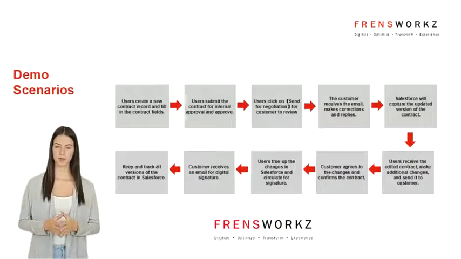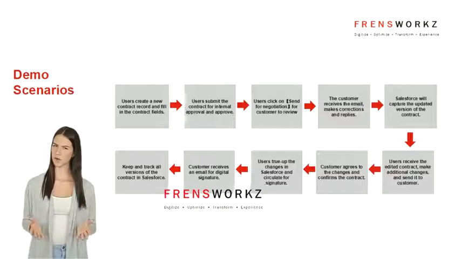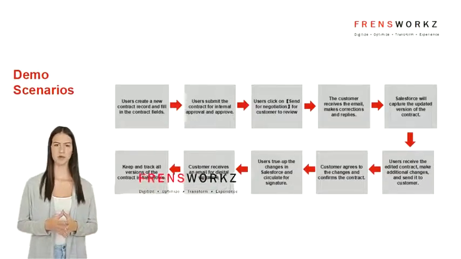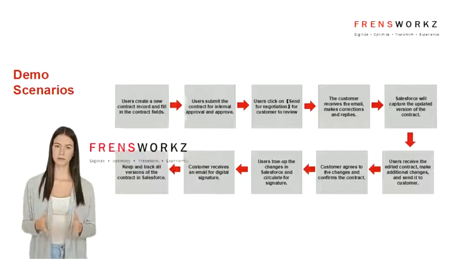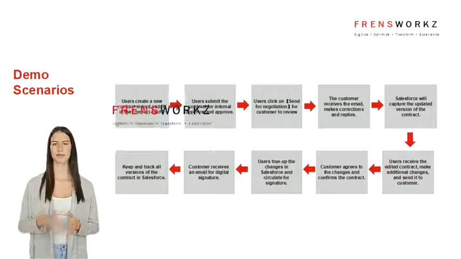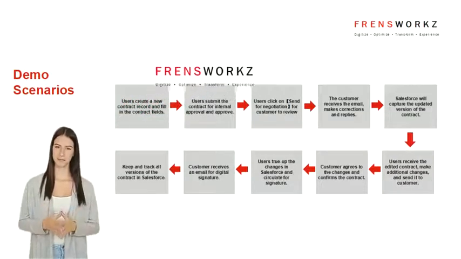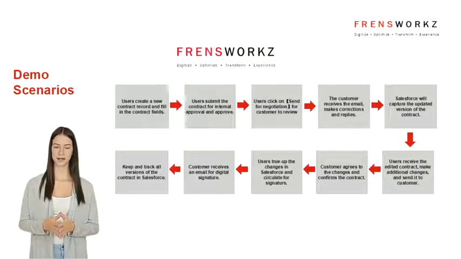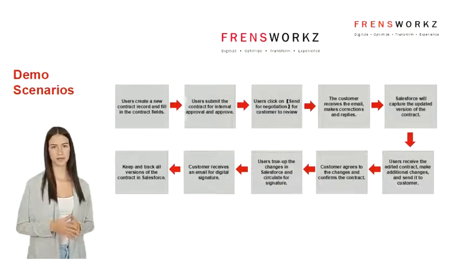For this demo, we will show how: 1. Users create a contract from an existing template. 2. Users submit the contract for internal approval and approve. 3. Users send the contract to the customer. 4. Customer receives email, edits and replies. 5. Users receive the edited contract, make additional changes, and send it to customer.